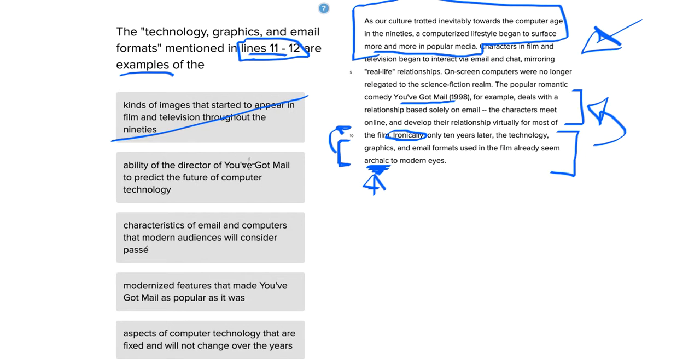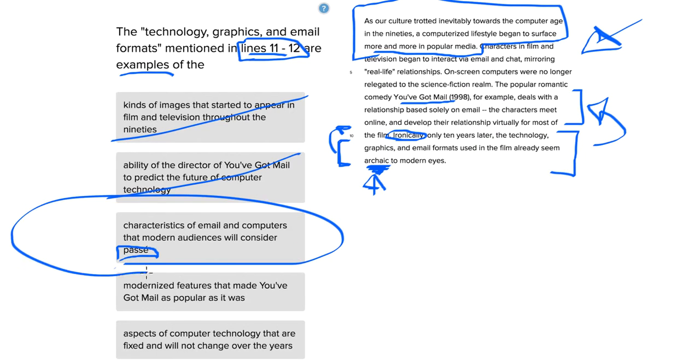"Ability of the director of You've Got Mail to predict the future of computer technology." It's not the future necessarily, because right now it already looks old. It's a little bit too stuck in the past, not the future. So that's not correct. "Characteristics of email and computers that modern audiences will consider passé." So this is the right answer. Passé means old-fashioned. So definitely, these are characteristics of email and computers that seem old-fashioned. So that has to be the right answer.